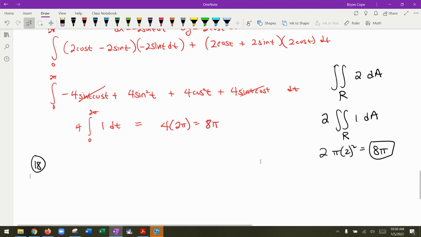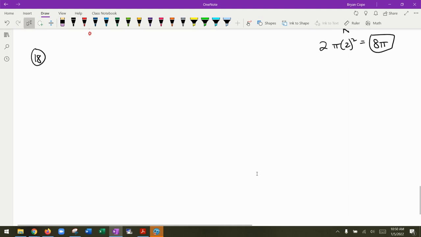18. A particle starts at the point negative 2, 0 and moves along the x-axis to 2, 0 and then along the semicircle, radius 2, to the starting point. Use Green's theorem to find the work done on this particle by the force field.